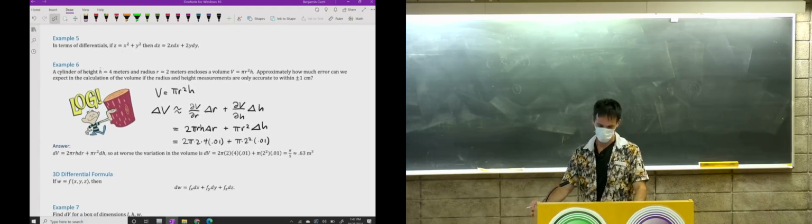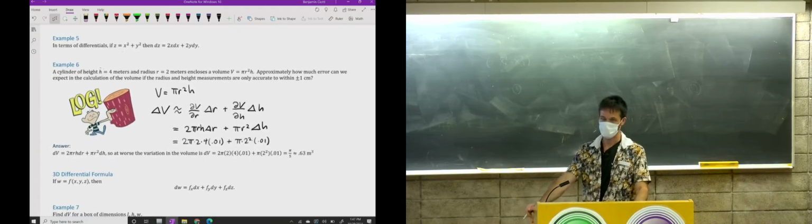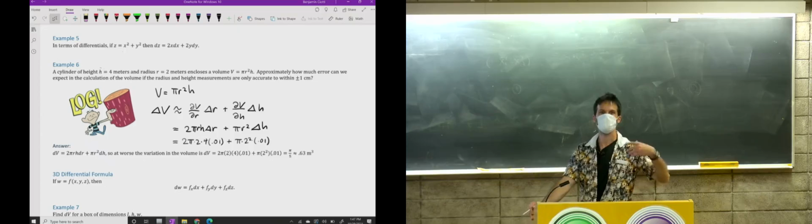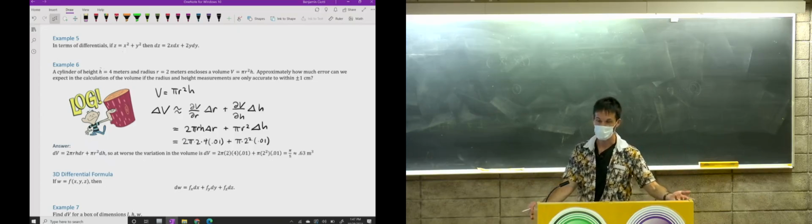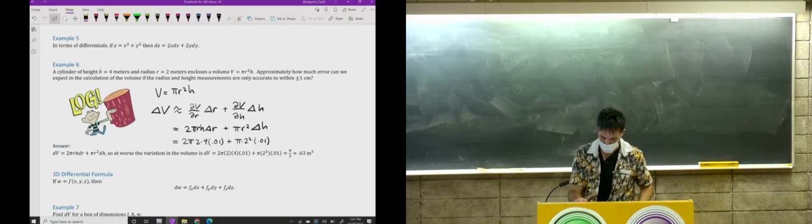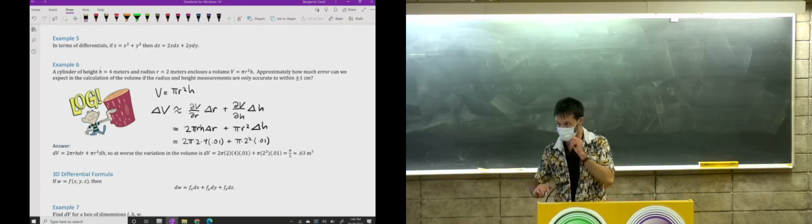There are some homework problems where you're asked to estimate the worst error you could expect to see in some function of several variables like this. So you just do the linear approximation in the worst possible case. Suppose that both the measurements are as off as they could possibly be.